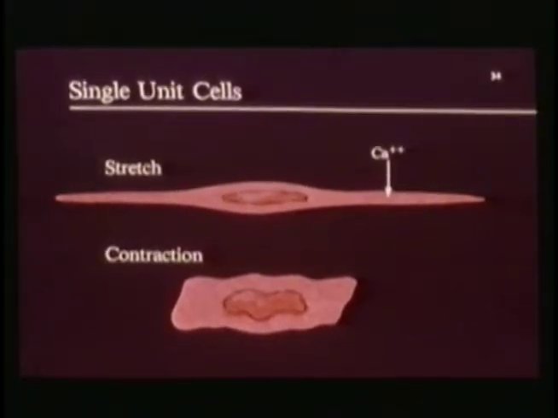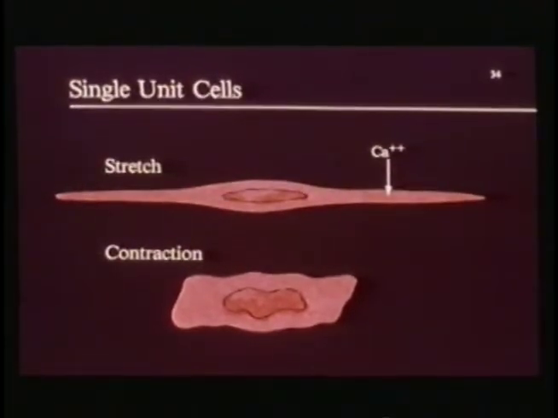34. Single-unit cells tend to depend on an influx of extracellular calcium. Stretch, for example, seems to induce contraction by increasing transmembrane calcium influx. This contraction, called the myogenic response, is discussed in the next section.